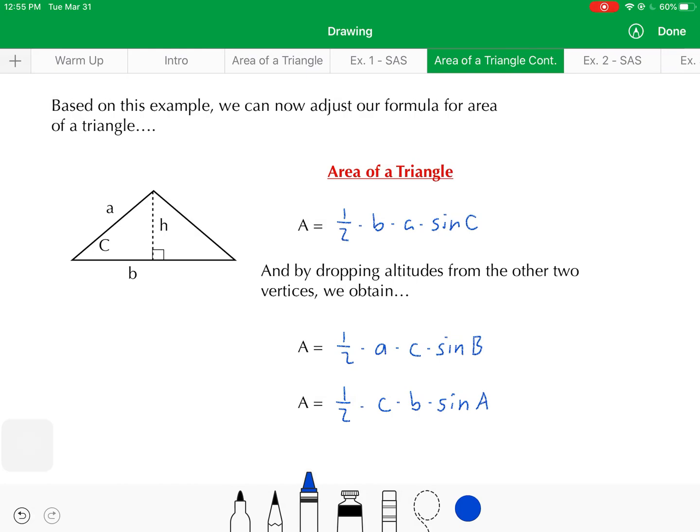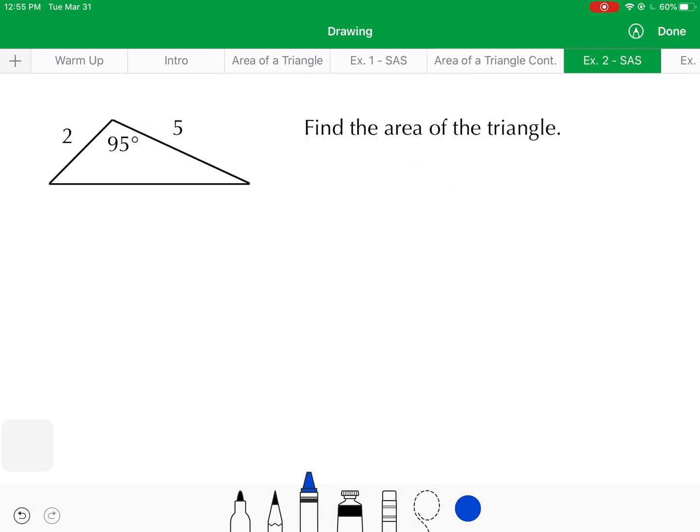Okay. Moving on to example 2, let's apply the newly adjusted formula here. This is another side angle side situation. Area can be thought of as 1/2 times 2 times 5 times sine of the included angle. So we end up with 4.98 square units for the area of this triangle.